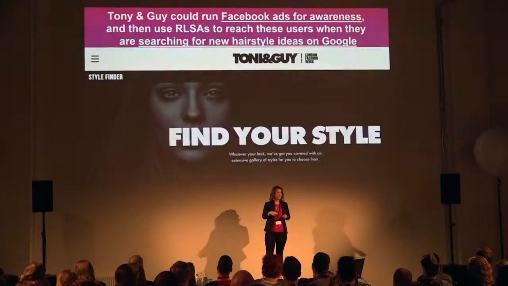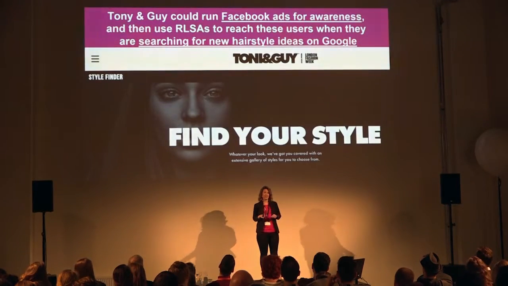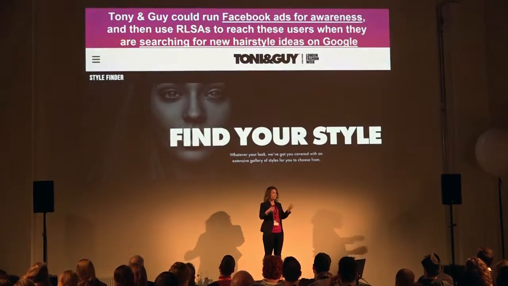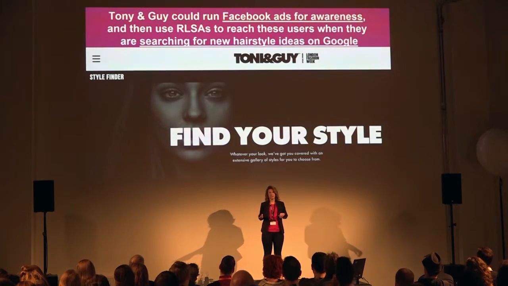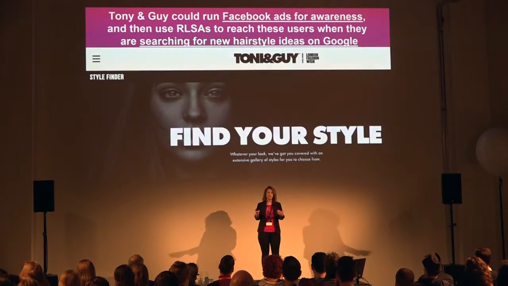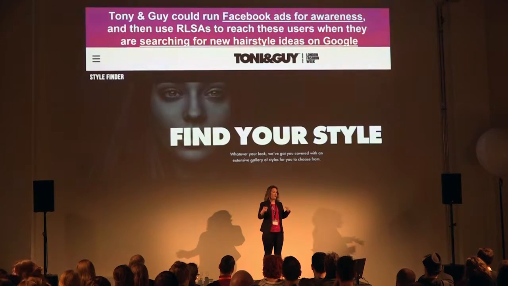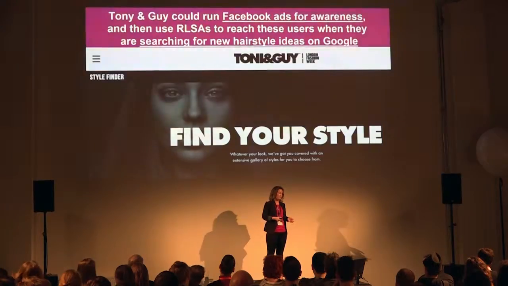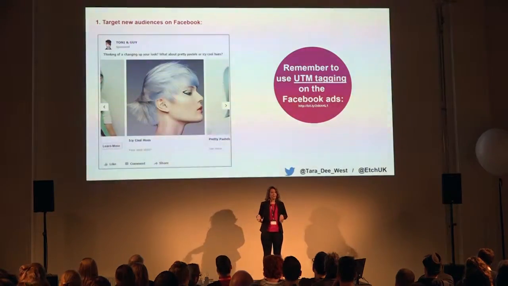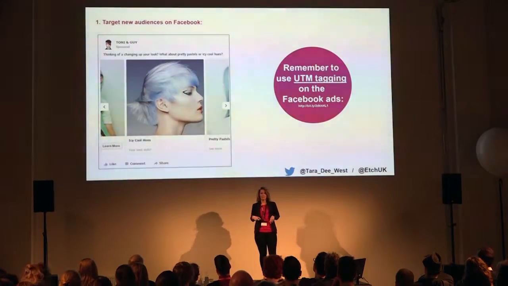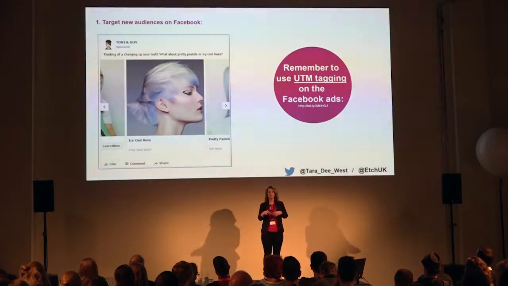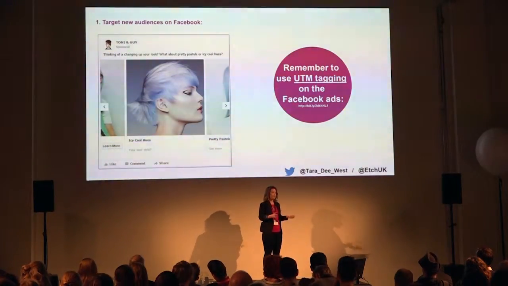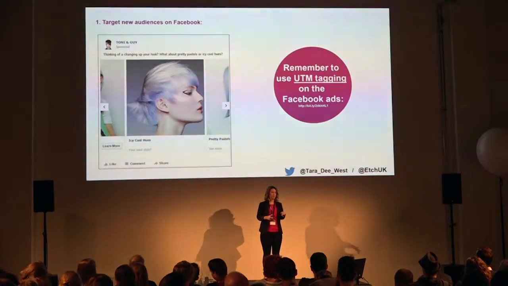So an example here, Tony and Guy could run Facebook ads to drive awareness of inspiring people to get a new haircut or a new hairstyle. And they can then bid on more generic keywords, things like hairstyle ideas, which they probably normally wouldn't bid on, to drive people back to the site. So when you create your Facebook ads, remember to use UTM tagging. Here you can dictate exactly what you want your source, medium, and campaign name to be. It's important to remember what these are because you'll need them when you create your list.